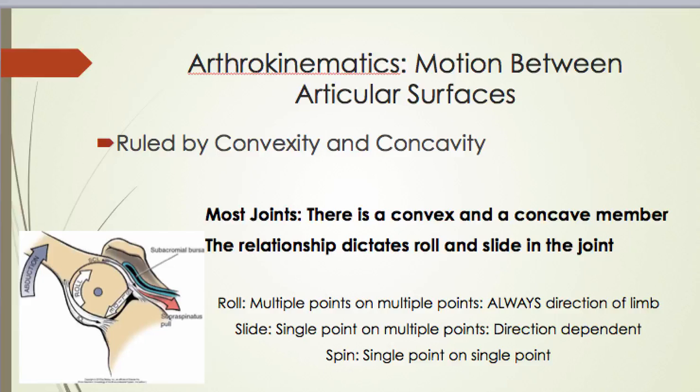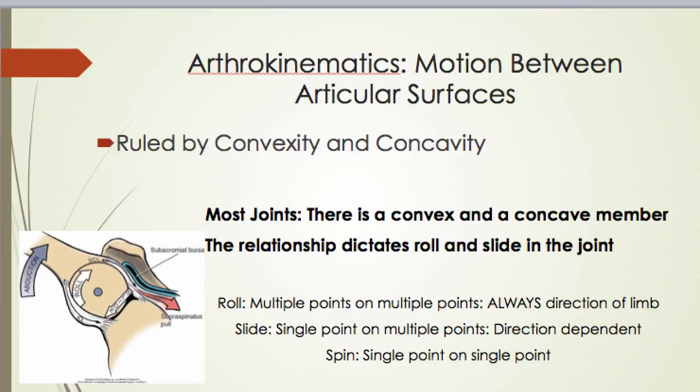Just as a review, roll, there's multiple points on multiple points. Okay, so in other words, as the glenohumeral joint articulates and you go into abduction, there are many points of the glenoid fossa that articulate with the humeral head. And that roll always occurs, as shown here, in the direction of the limb. So this direction. Where the slide, it depends. It's direction dependent and depends on whether the joint is convex on concave or concave on convex. With the joint slide, we can get a single point moving on multiple points.